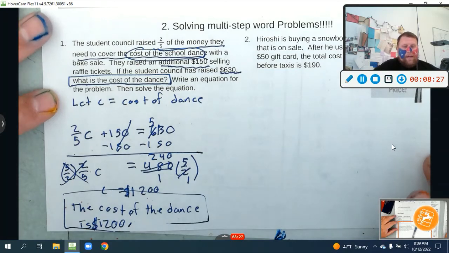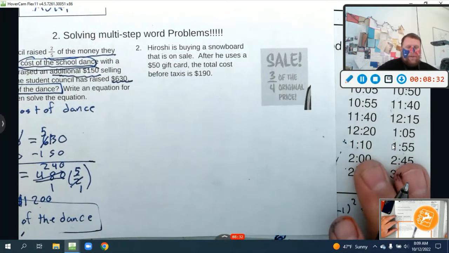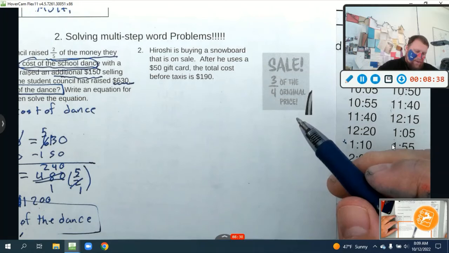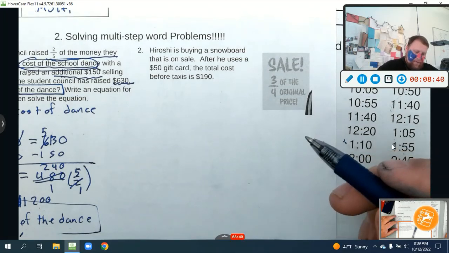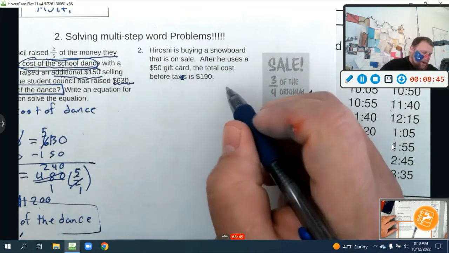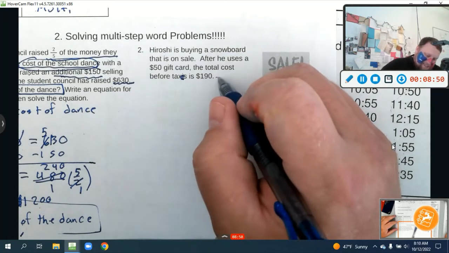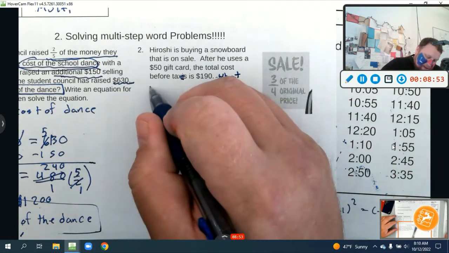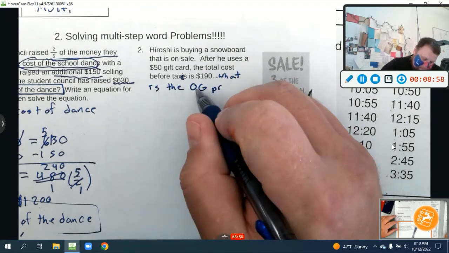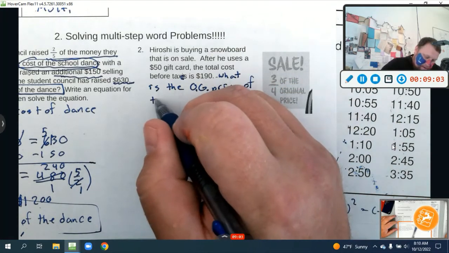Okay, let's try this again. Remember, pause this as needed, right? Pause if you want to give this a shot. In fact, pause, give this a shot, see if you can figure it out. All right, Hiroshi is buying a snowboard that is on sale. After he uses a $50 gift card, the total cost before taxes is $190. And I did forget to write down the question: what is the original, I'm going to write OG price, you know, original gangsta price of the snowboard.